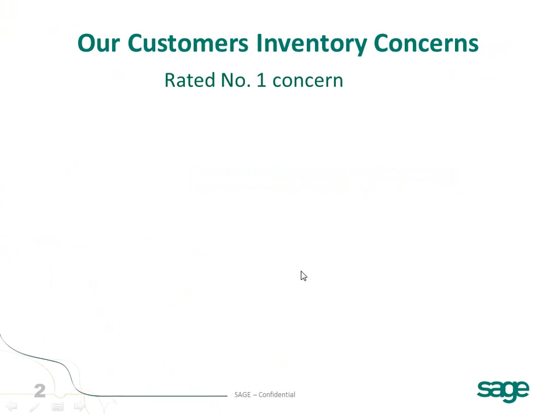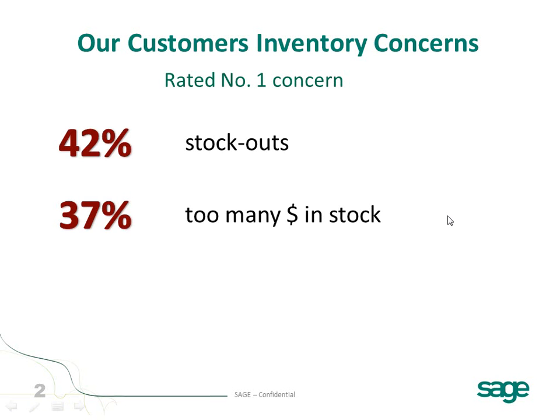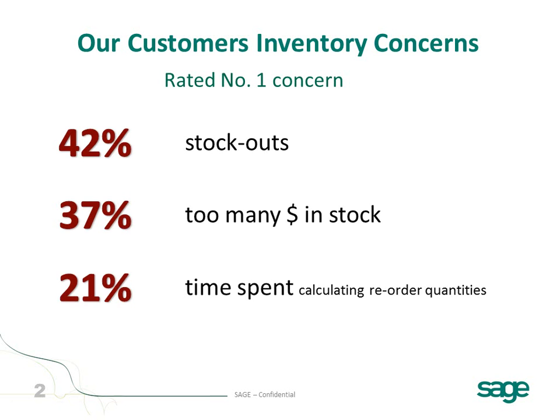So to understand this, let's understand a little bit about what customers' key issues are. We did a bit of a review and asked our customers what their number one issues are that they're faced with on a day-to-day basis as it relates to inventory. 42% came back and said their biggest concern, and by far, is the issue of stockouts, having to manage that on a day-to-day basis. 37% said that they really struggle to find the balance between stock and customer fill rate and have way too much tied up in stock. 21% of them came back and said they spend way too much time recalculating ordering quantities.